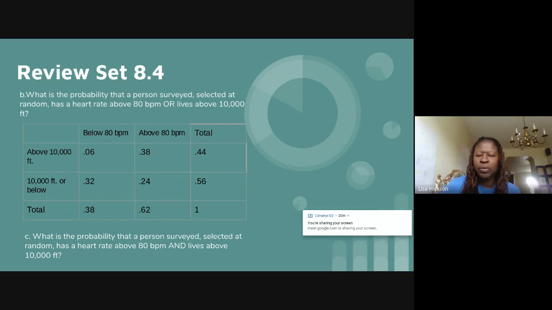So now, remember, this is an or. So you have to look at both situations. So where would we get this number? The number of people surveyed who have a heart rate above 80 beats per minute. Where would we get that number?